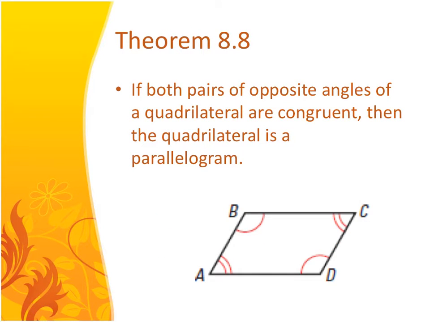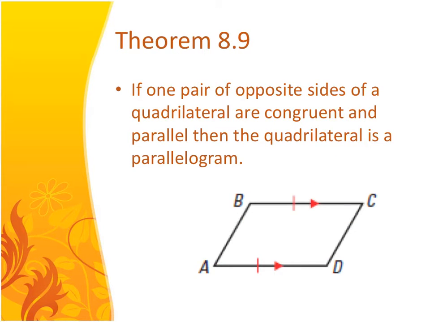Next one, theorem 8.8. Again, numbers not important. Here we're going to say that if both pairs of opposite angles of the quadrilateral are congruent, then the quadrilateral is a parallelogram. So this is stating that angle B is congruent to angle D, and angle A is congruent to angle C. If both pairs are congruent, then our quadrilateral is a parallelogram. So this is our second way of proving that our quadrilateral is a parallelogram.